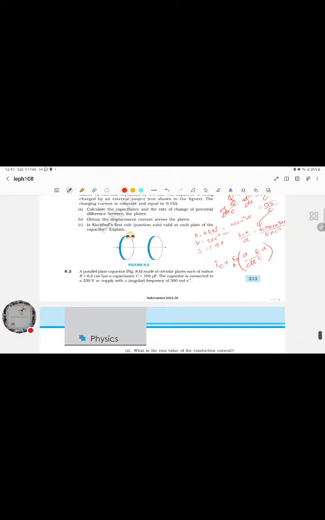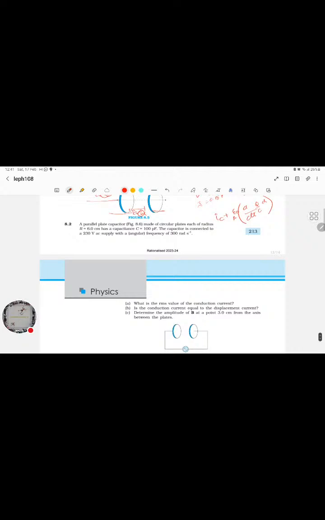And is Kirchhoff's law first rule valid at each plate of the capacitor? The junction law states that the amount of current entering into each plate of the capacitor. Yeah, it's actually valid because for the capacitor plate, outside the plate the total amount of current is only due to the conduction current, and inside the plate the total amount of current is going to be completely due to displacement current. So they are produced due to different sources. The amount of current entering and exiting are both same, which means that it's valid.